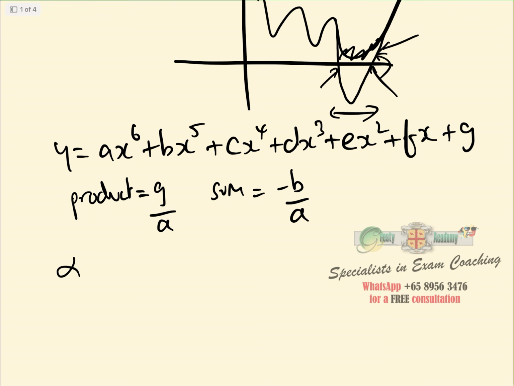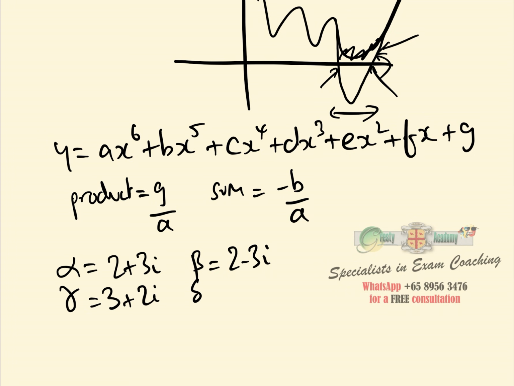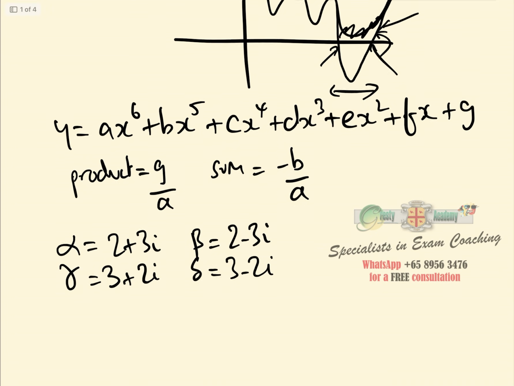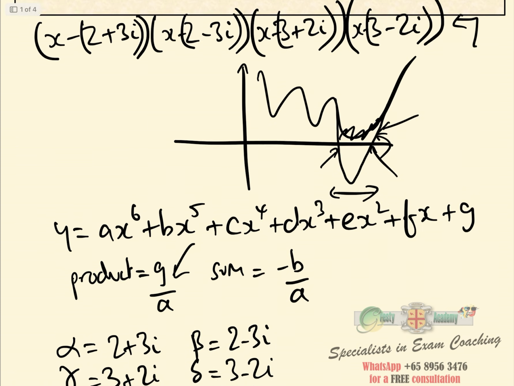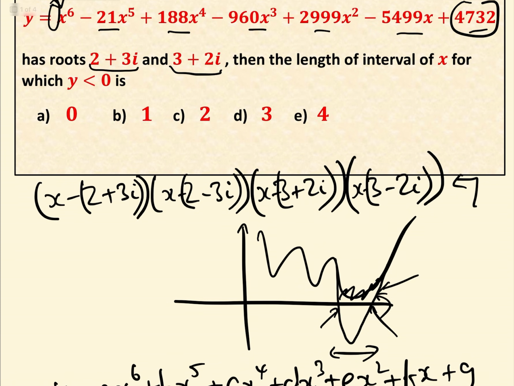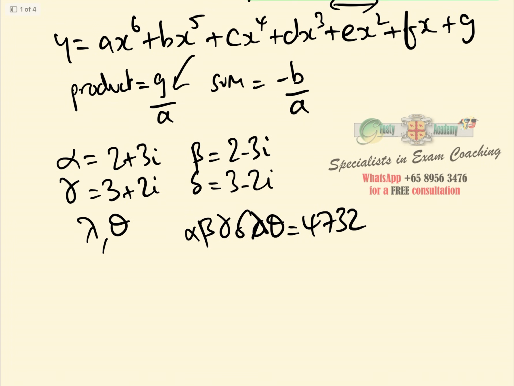So if we look at the roots that we know, let alpha equal 2 plus 3i and beta equal 2 minus 3i, and let gamma equal 3 plus 2i and delta equal 3 minus 2i, and let the two roots that we don't know be lambda and theta. Then what we know is that alpha times beta times gamma times delta times lambda times theta is equal to 4732, which is g over a, just looking back at our equation there. And here's b over a, so alpha add beta add gamma add delta add lambda add theta is going to equal 21.